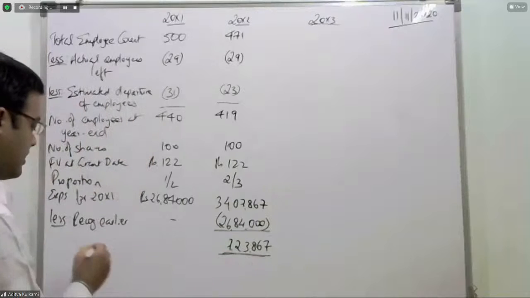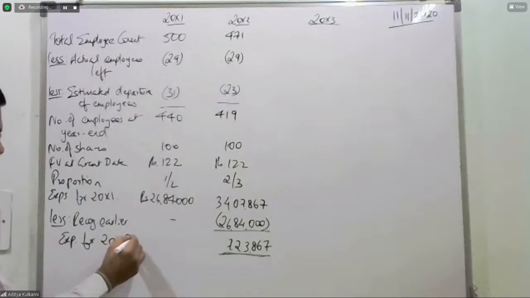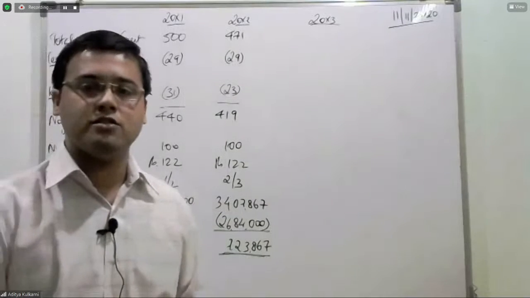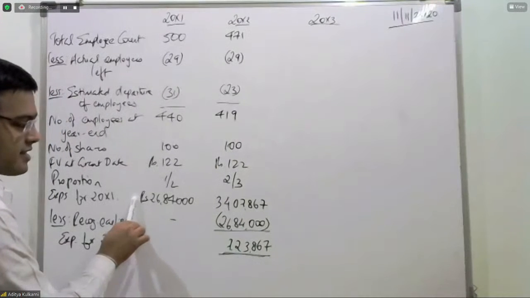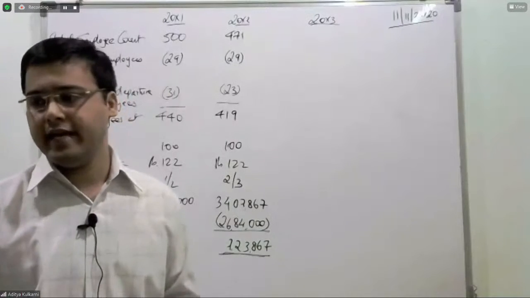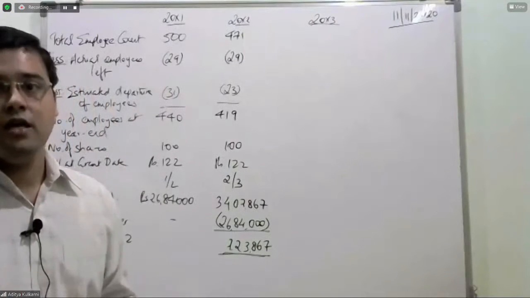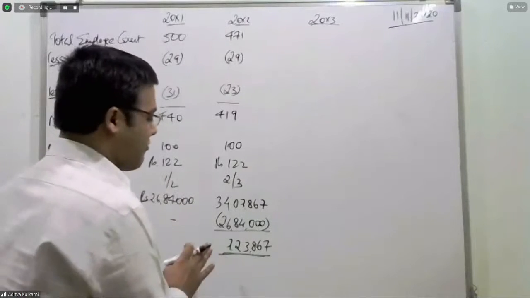7,23,867. What is this? This is the expense for 20x2. Your expense for 20x1 was 26,84,000, and for 20x2 it is 7,23,867.